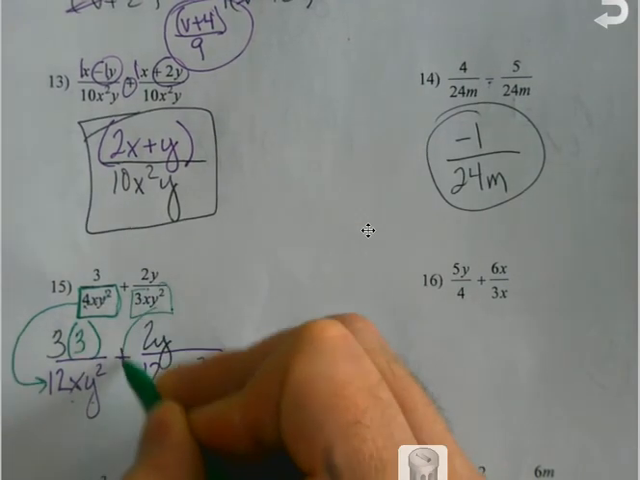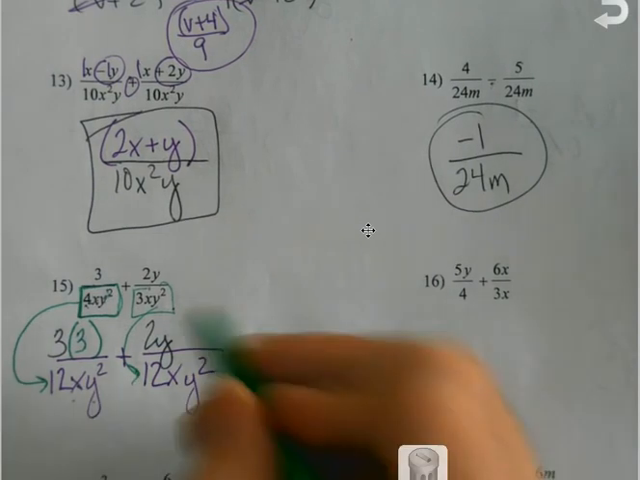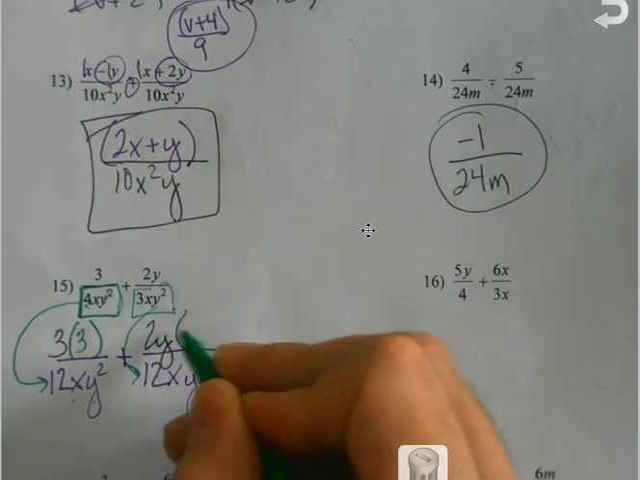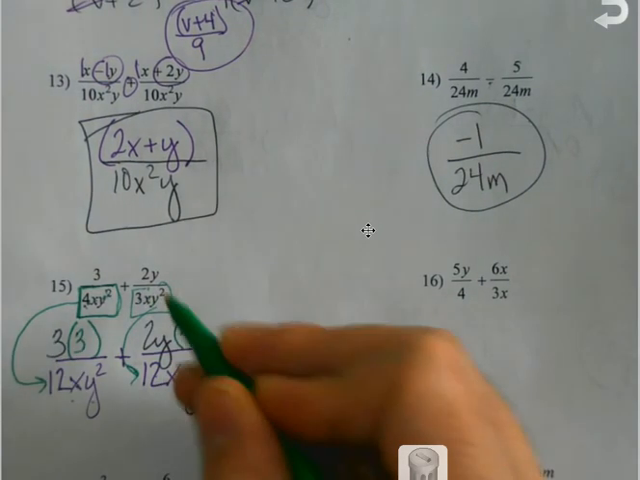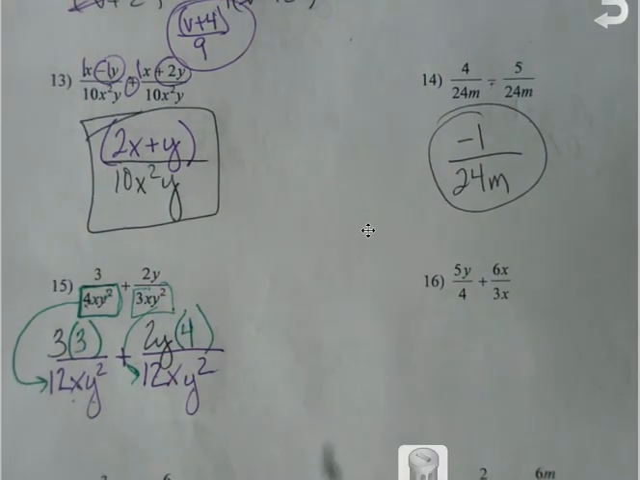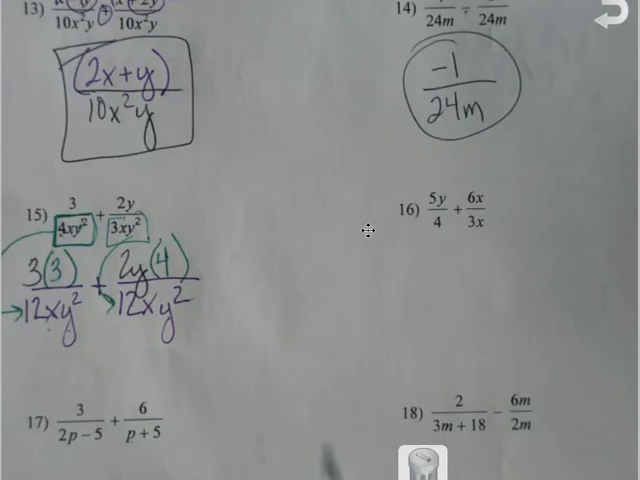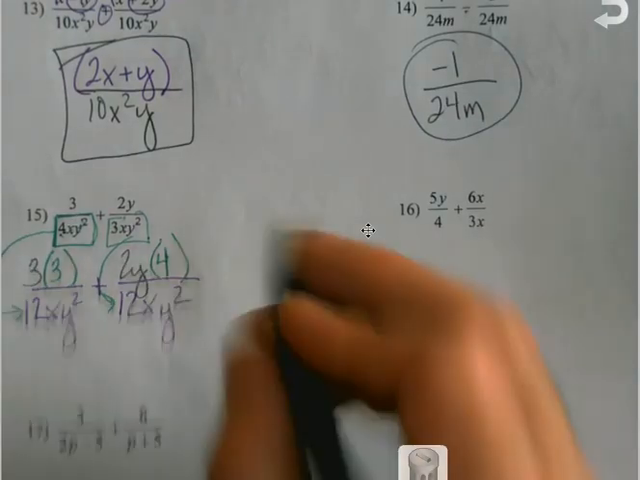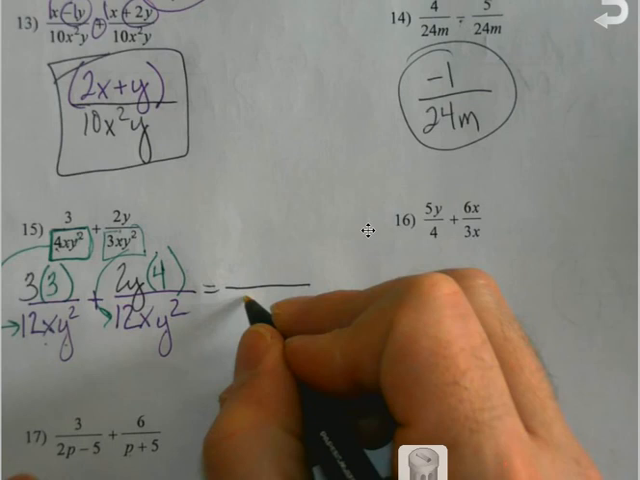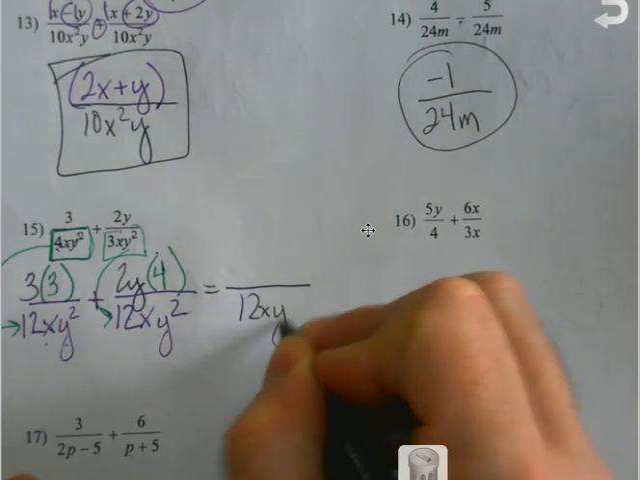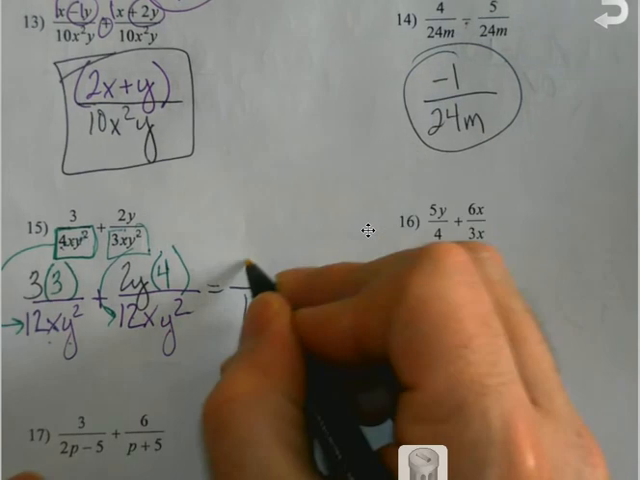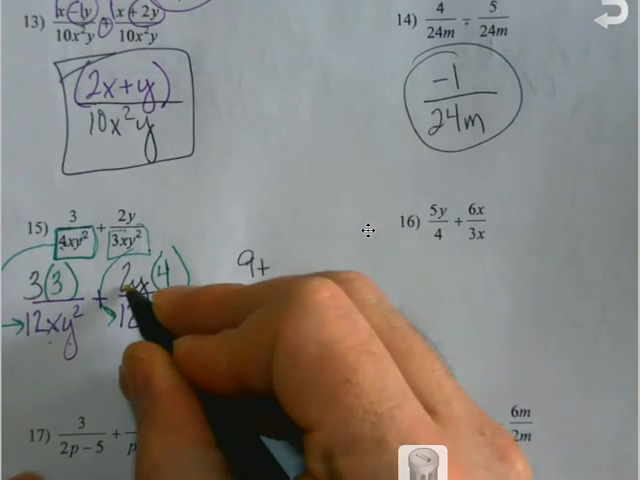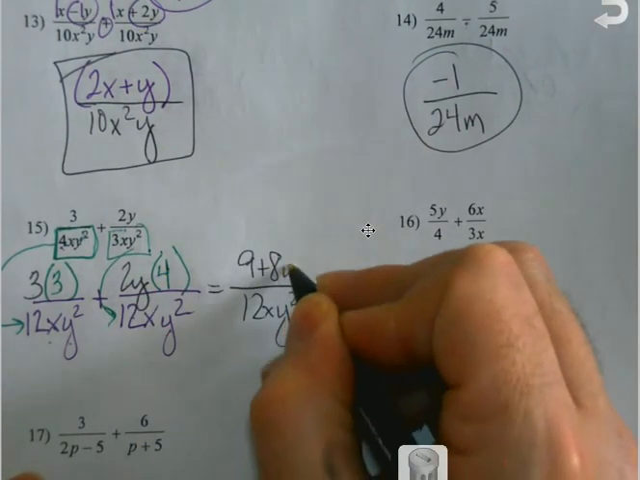And I do it one more time. 3 times what gets me to 12? 4. I've got the x. I've got the y squared. So my building part is done. So the only thing left, once we do that, keep my denominator, my newly found common one. 3 times 3 is 9. 2y times 4 is 8y.